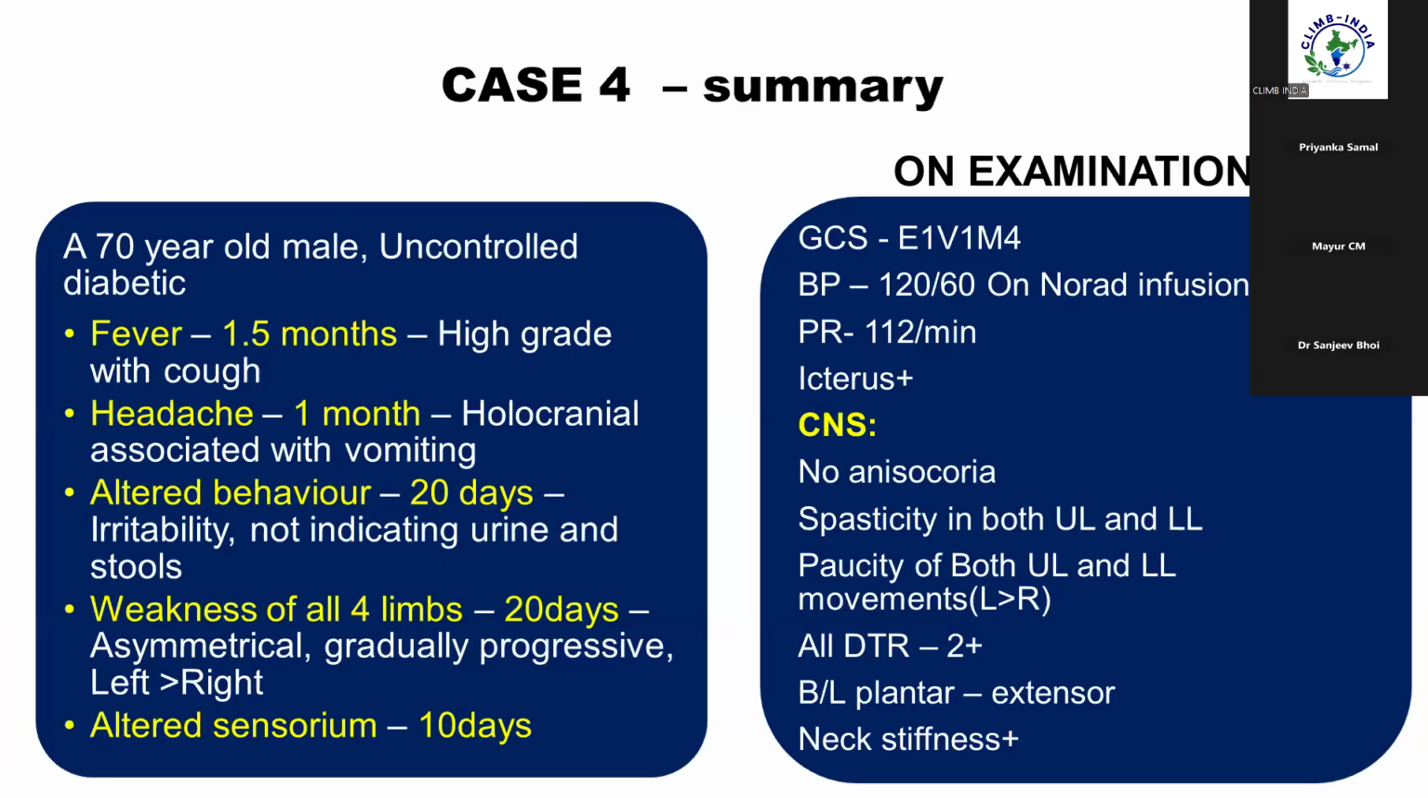So, summary of the fourth case: a 70-year-old male, uncontrolled diabetic, who had a 1.5-month history of fever, headache, altered sensorium, and weakness of all 4 limbs, with altered sensorium for 10 days. On examination, the patient had a GCS of E1, M4, and spasticity in both upper and lower limbs with quadriparesis, bilateral plantar extensors, and meningeal irritation signs.